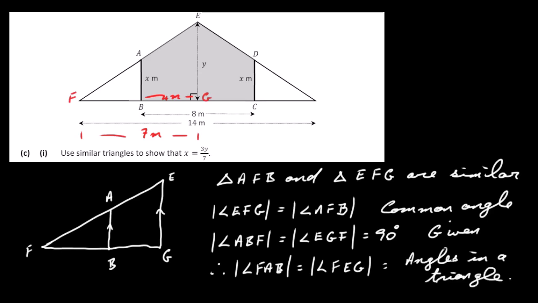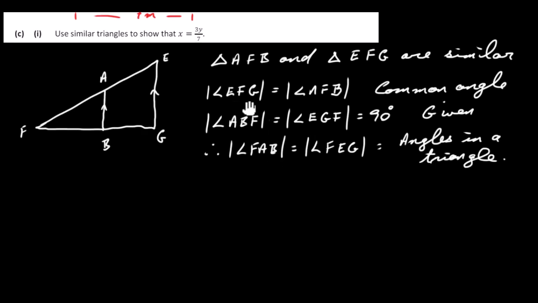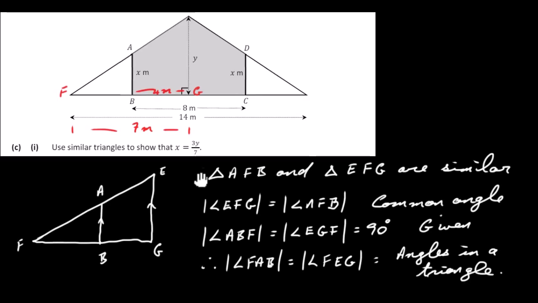That would be the proof there, if you like, that those two triangles are similar. So let's answer the question then. Use similar triangles to show that x is equal to 3y over 7. So let's just put in what y is and so on. So y is this side here, so that's going to be y, and we need an x as well. This is going to be x here.